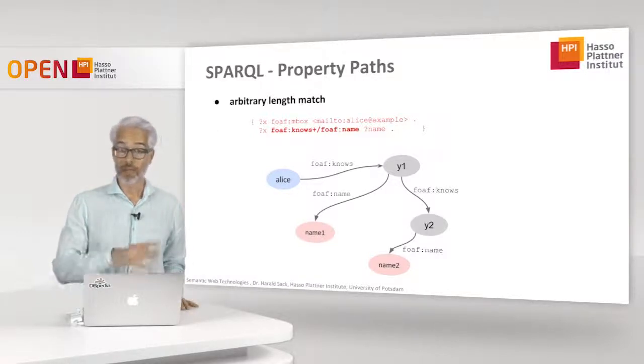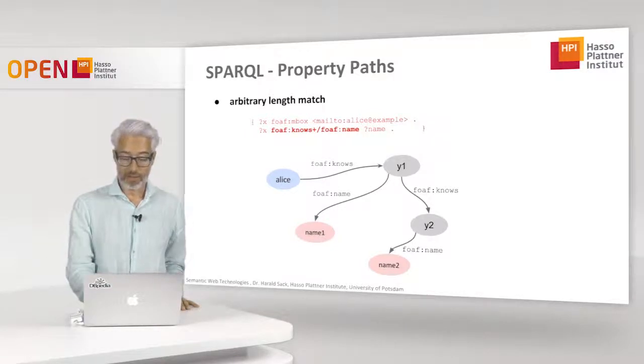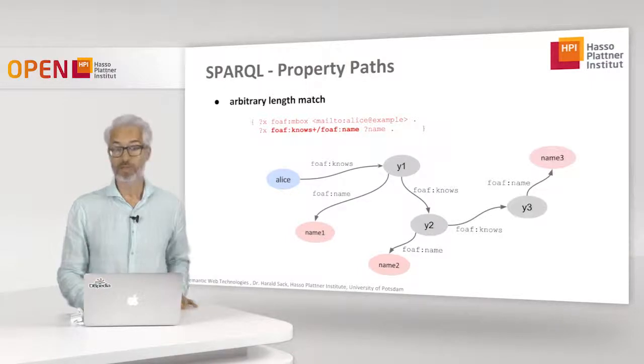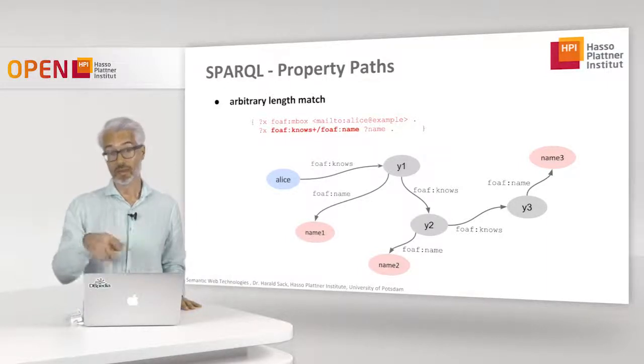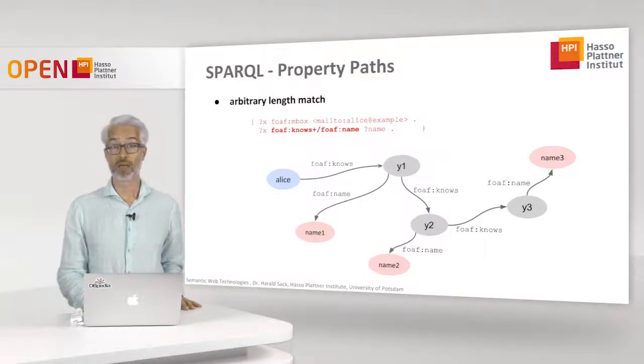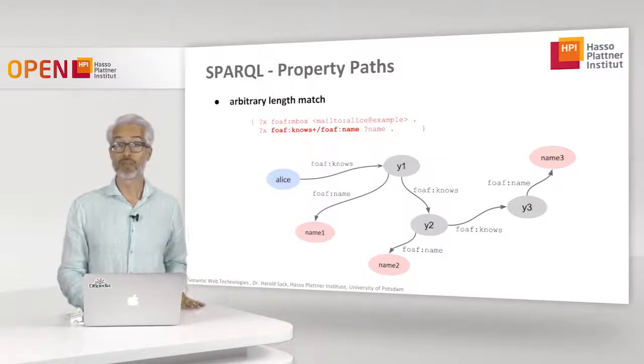And again, the path has not ended. Now we can also look for somebody who knows or who is known by y2, and then we end up here in y3 and the name of y3, and so on and so on. So this follows a path of arbitrary length until there is no path to follow.